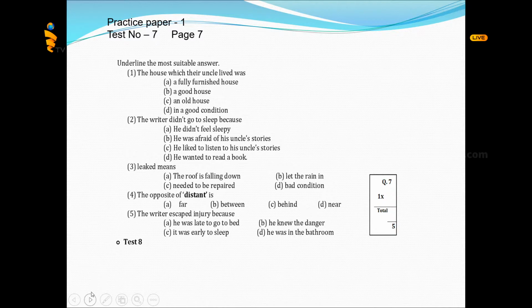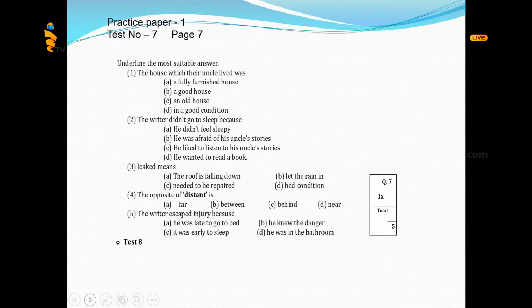Okay children, now the passage starts with my uncle who lived abroad. So I will give you few minutes for you to read the text for general purpose. Now read the questions. Almost all the questions here are the underlining questions, multiple choice questions. Let's go through the answers.